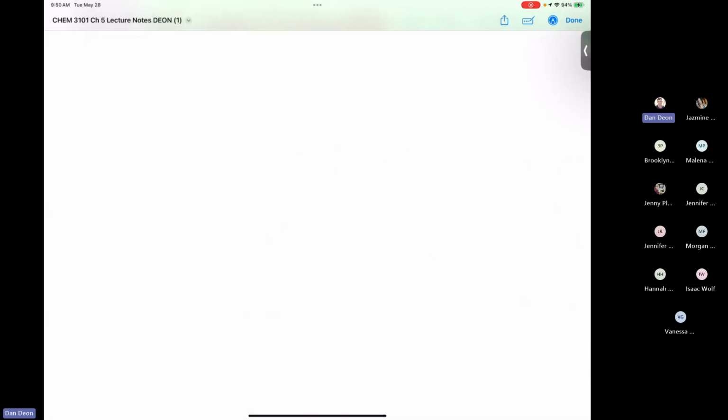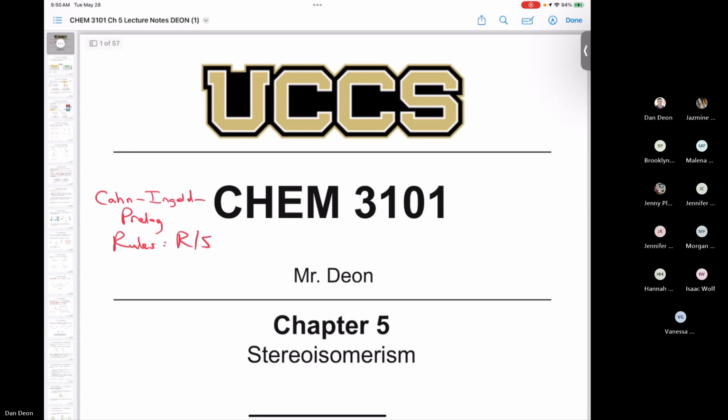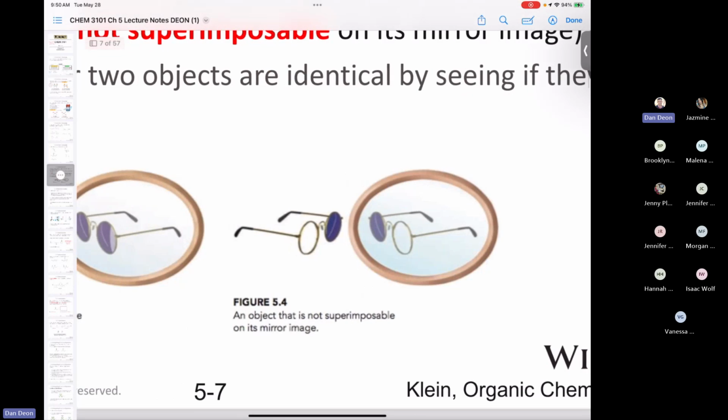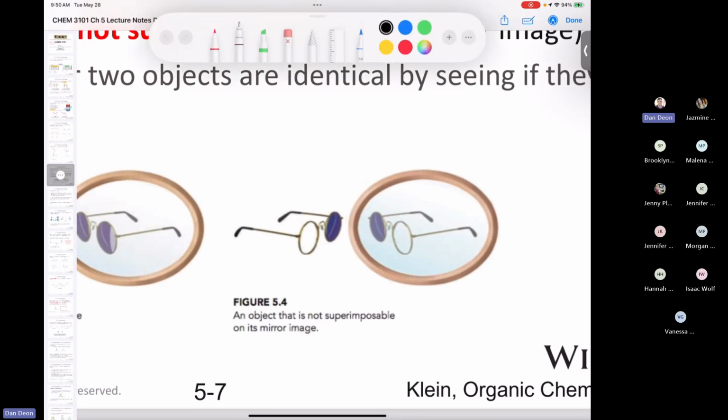But if I take this pair of glasses here, and if I just redraw them, I'll draw them like this, and we'll say you've got something that looks like this, something that looks like this. If I was to rotate that 180 degrees, we would see that the shaded-in lens would end up over here. And now if I try to take those glasses and put them over these ones, you see that they don't overlap. The clear lens ends up on the shaded one, and the shaded one ends up on the clear one. So these are not superimposable.